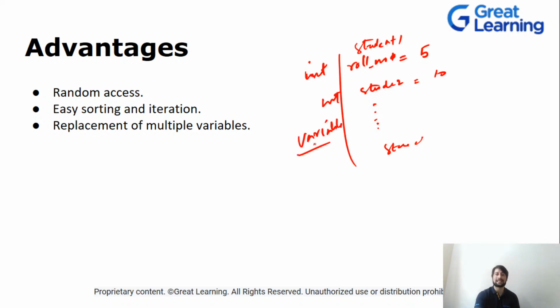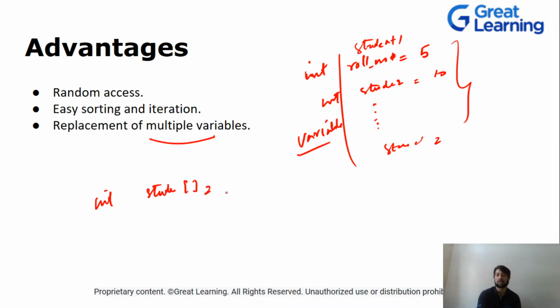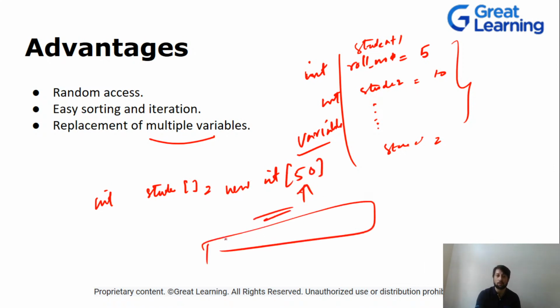Now, what do you mean by this replacement of multiple variables? As you can see, there are multiple variables over here, right? Now, I don't know the array concept. Once I know the array concept, I can create one array of students, and the size I can change. I can say new int of student is 50. The size is 50. That means I can store 50 roll numbers in this array. Also, I can name this array much more elegantly, student roll number array.